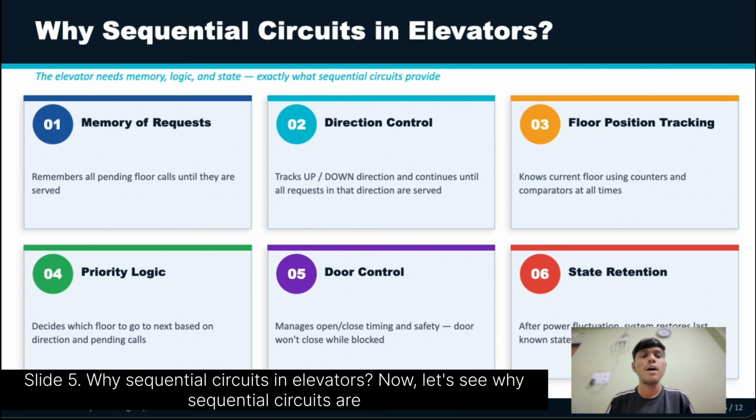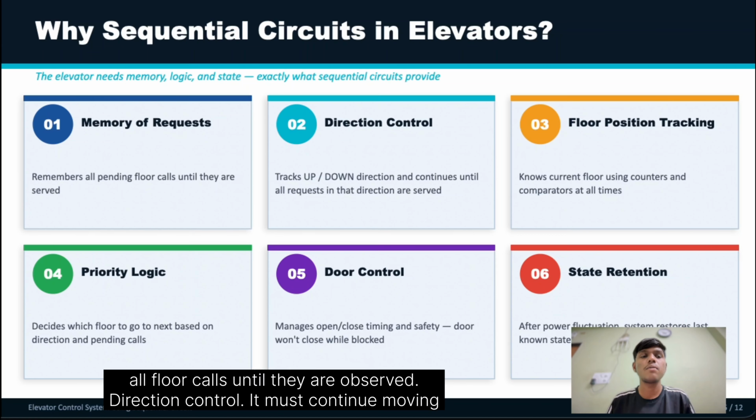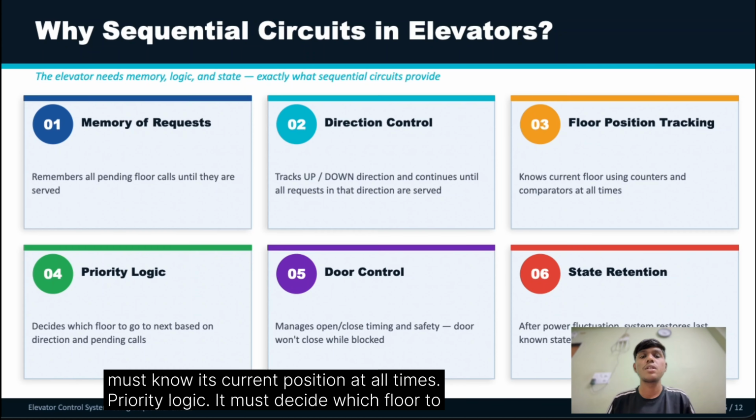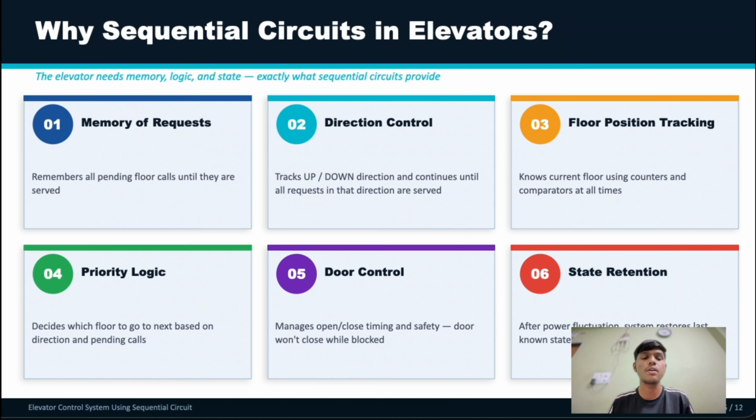Slide 5. Why sequential circuits in elevators? Now let's see why sequential circuits are important in elevators. An elevator needs a memory of requests. It must remember all floor calls until they are served. Direction control. It must continue moving in one direction until all requests in that direction are completed. Floor tracking. It must know its current position at all times. Priority logic. It must decide which floor to serve next. Door control. Doors must open and close safely. All these features require state-based logic, which is provided by sequential circuits.